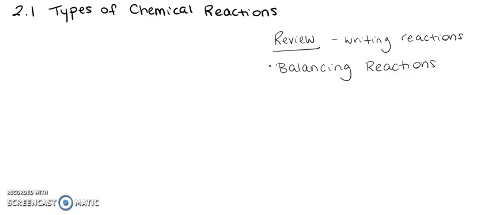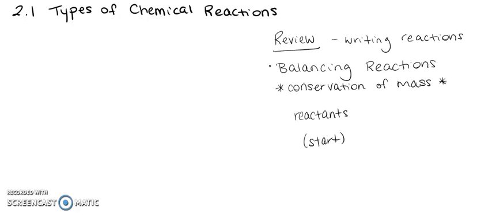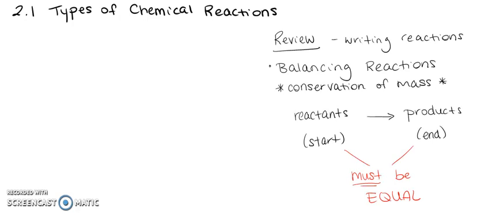The next thing we need to review is balancing reactions. Now you're going to get a lot of practice with this, but just to review, balancing reactions has to do with the conservation of mass. Your reactants, or what you start with, must be equal with your products, or what you end with. Atoms don't just disappear, so we have to have the same atoms on the reactant side as we do on the product side. Let's look at an example.